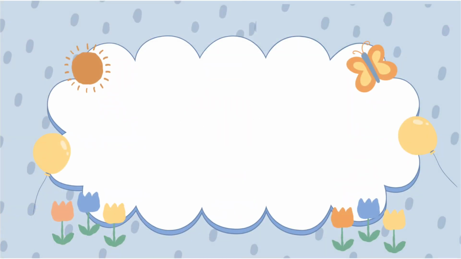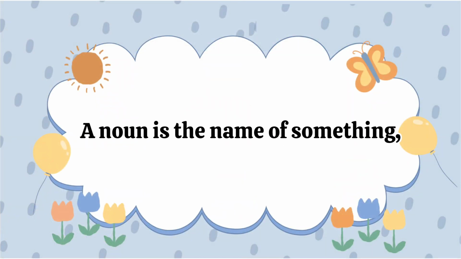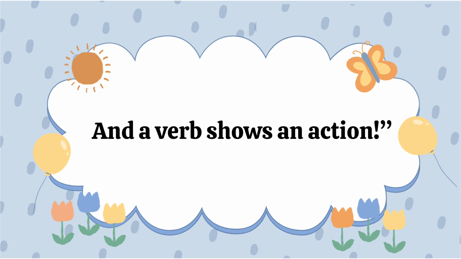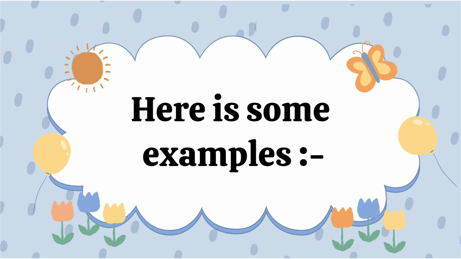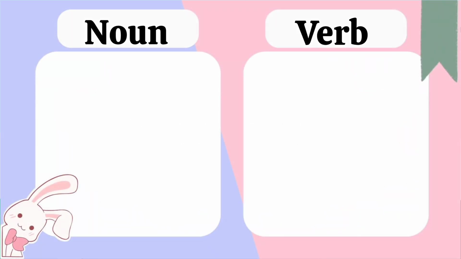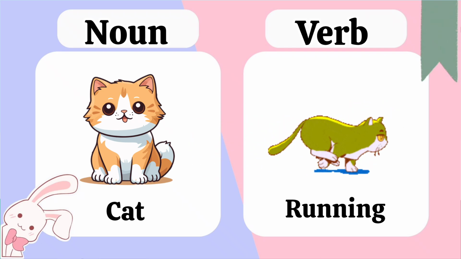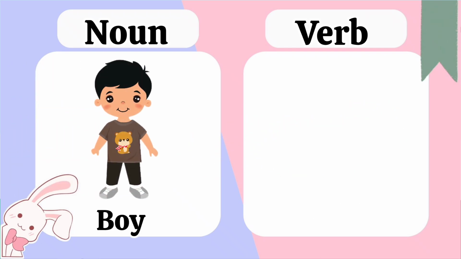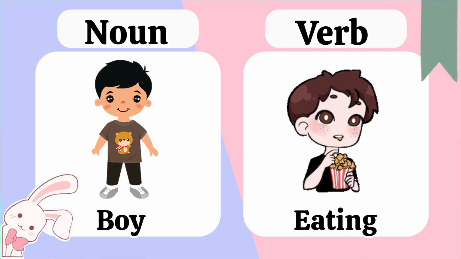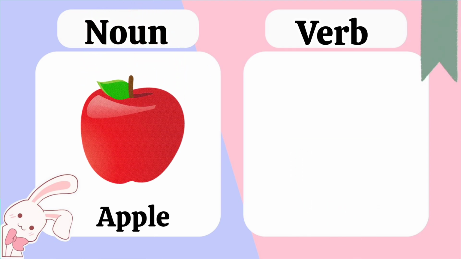See kids, a noun is the name of something, and a verb shows an action. Here are some examples. Cat, running, boy, eating, apple, falling.